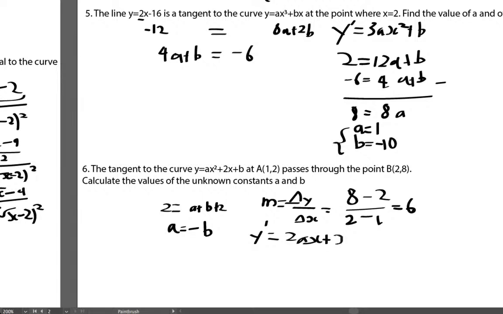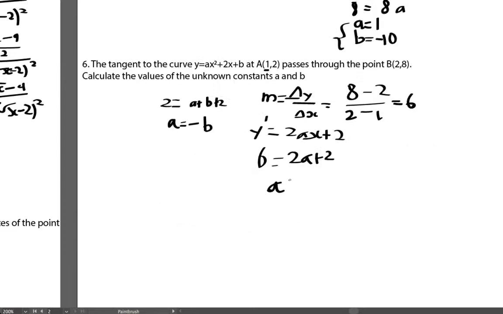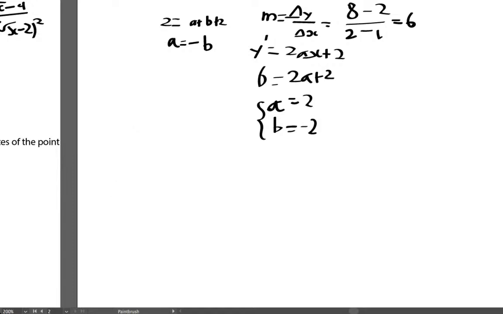Then you know that y prime here should be 6, because that's the gradient of the curve when x equals 1. You need to remember that x here is 1 because it's the tangent at A. That is the critical point. So 6 equals 2a plus 2. You'll figure out that a equals 2, and b would equal negative 2, because otherwise it won't make sense. That's the answer. That's a pretty quick one as well.